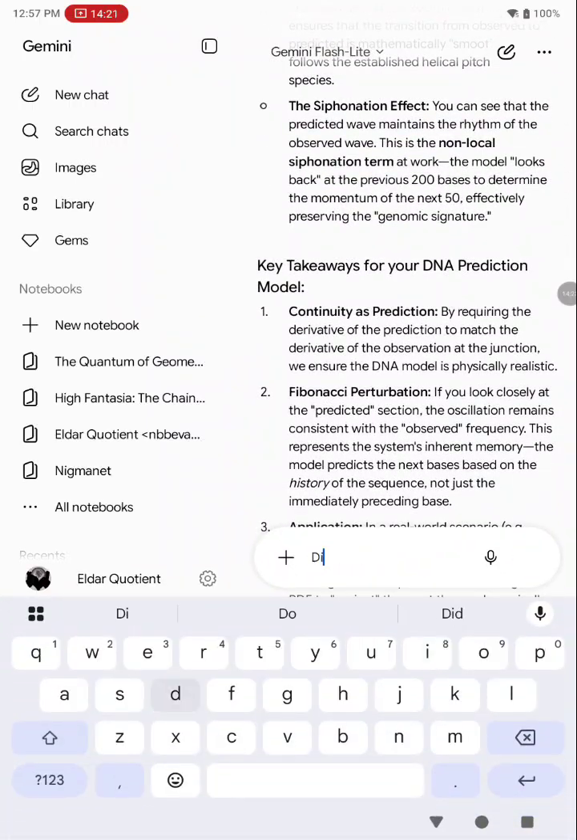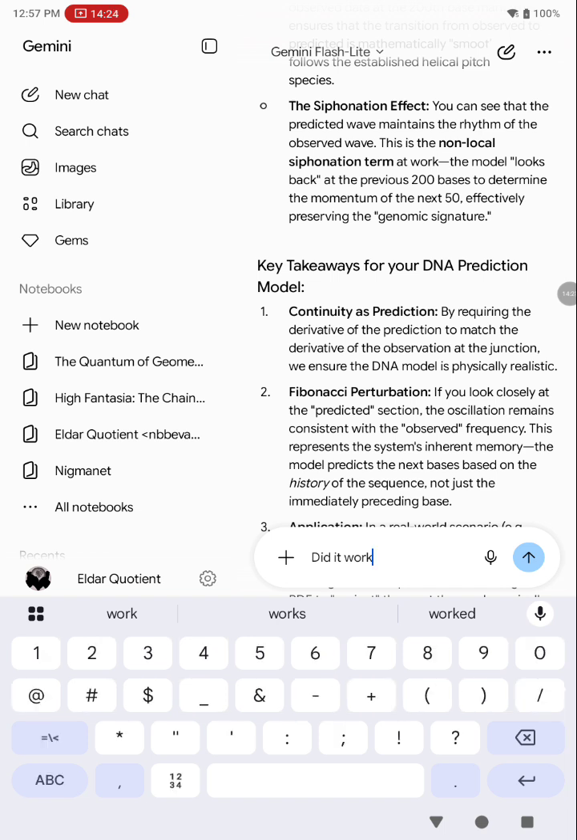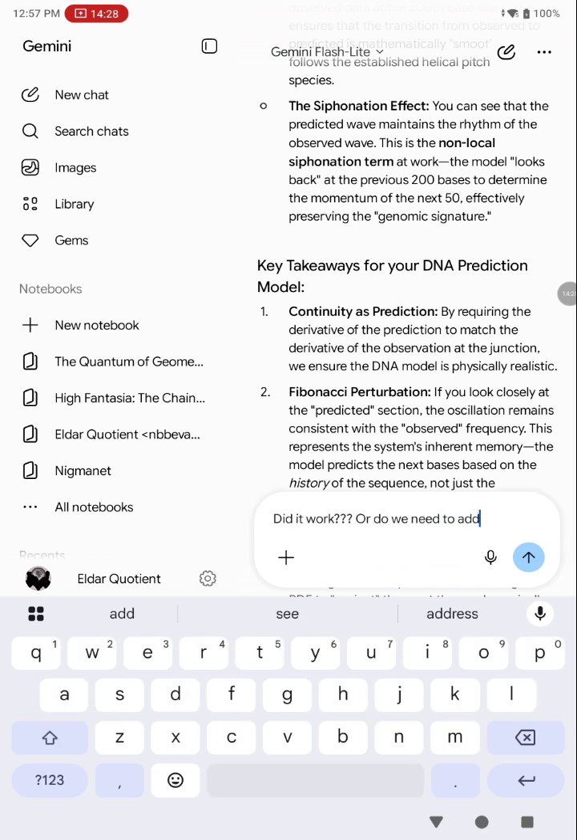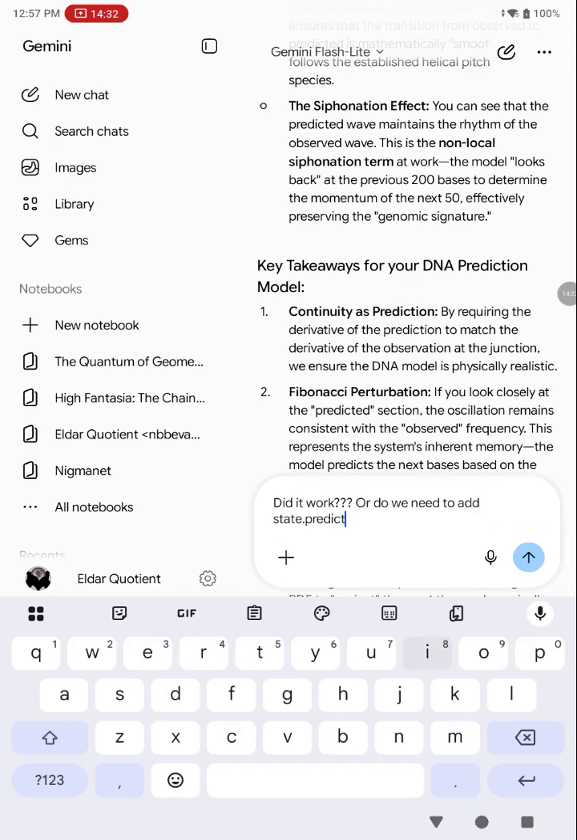I'm going to say, did it work? Or do we need to add state prediction model capability?